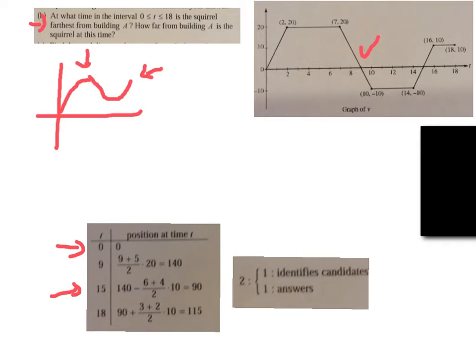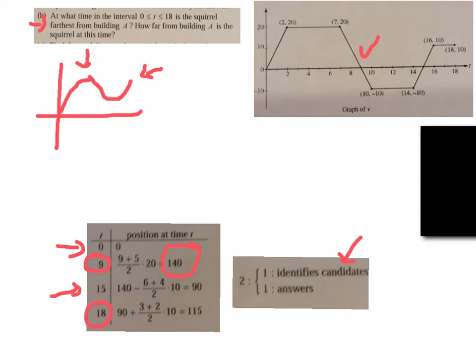The candidates that are most important are 9 and 18. So identifying the candidates, if you have 0, 9, 15, and 18, that's perfectly fine. That's a really good idea. But if you only have 9 and 18, because you say something like 0 and 15 don't count, or 9 and 18 are the only local maximums, those are the only two I need to compare, then you just need to compare the positions. Well, the position at 9 is 140.